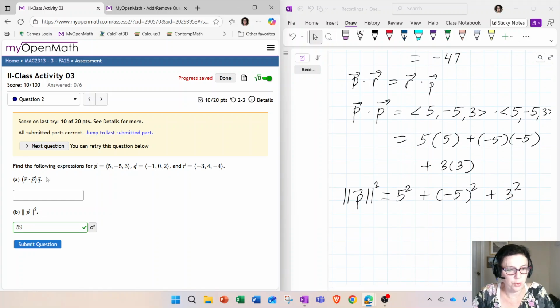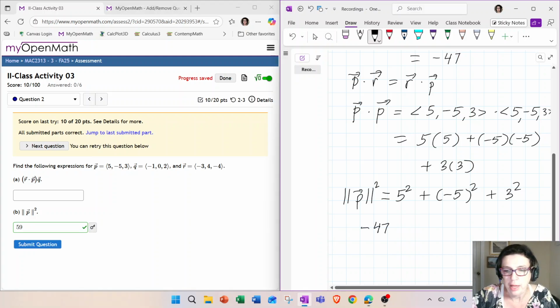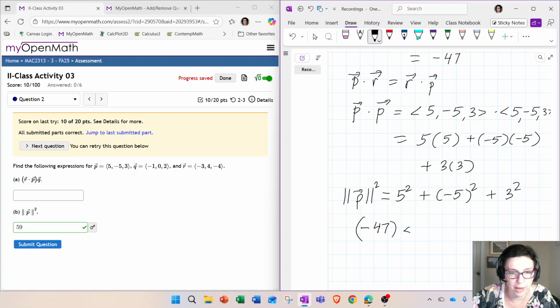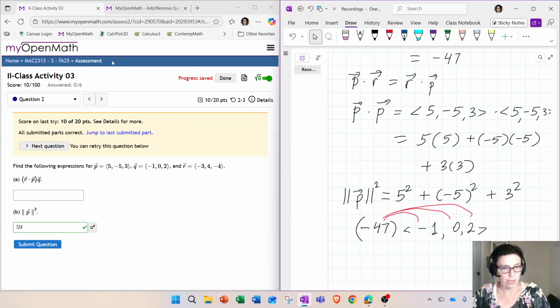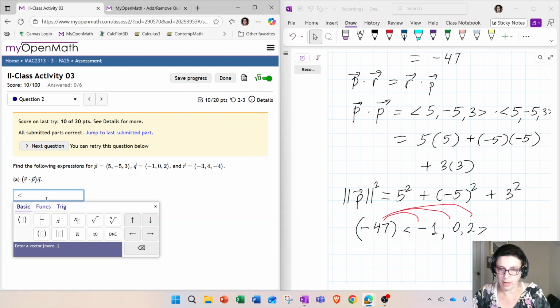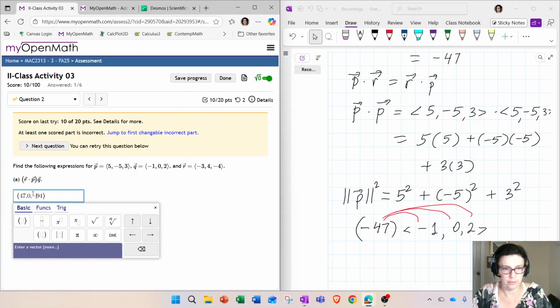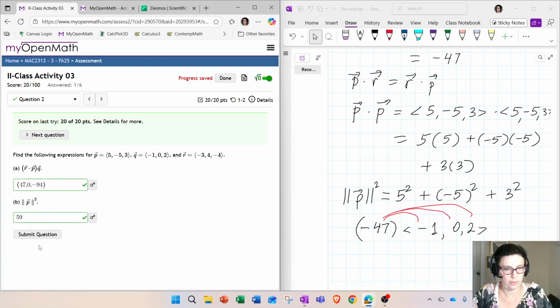Now, the last one we have to do is actually come back to part A. And we already found the expression in parentheses, right? We already know that that's -47. And then this is just a number, okay? And we want to multiply that by vector q, so that's -1, 0, 2. To do that, you are basically distributing that -47 to each part. So I think I will have 47, right, positive, then 0. Then 2 times -47, I think that would be -94. Now it's correct.